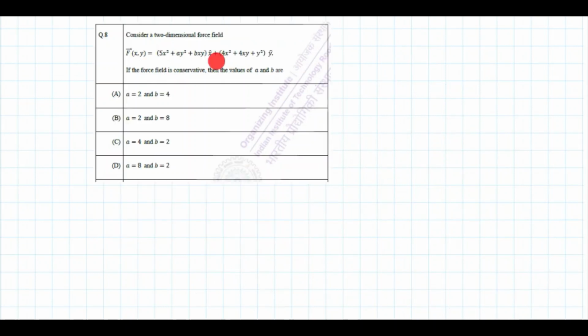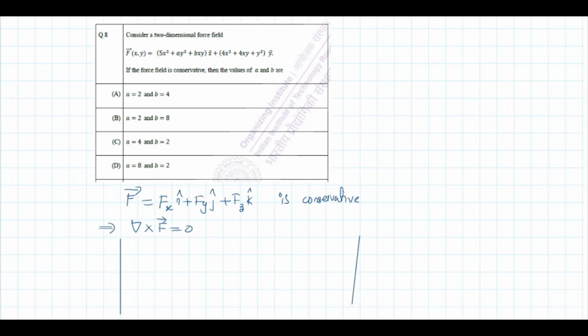Over to the next question. Consider a two-dimensional force field F(x,y) equal to (5x square plus ay square plus bxy) x cap plus (4x square plus 4xy plus y square) y cap. If the force field is conservative, find the values of a and b.